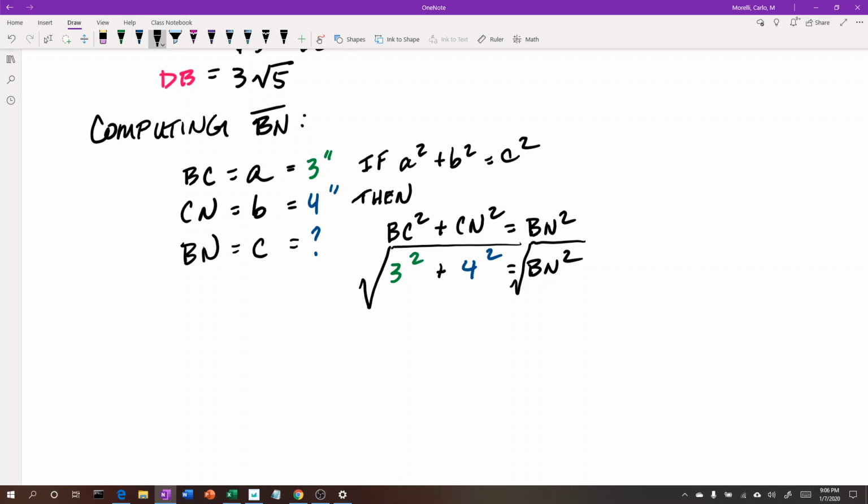And on the right side, the square root of Bn squared is just Bn. And on the left side, we've got to figure out what's inside here. So 3 squared, that's 9. 3 times 3 is 9. Plus 4 squared, that's 16. 4 times 4 is 16. So what is 9 plus 16? That is 25.